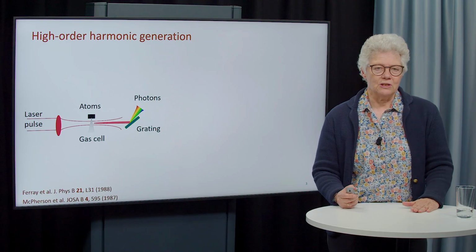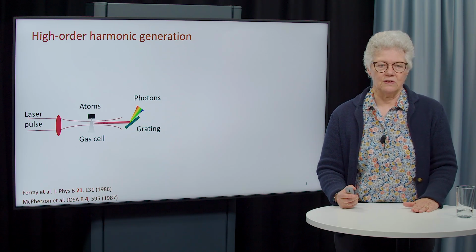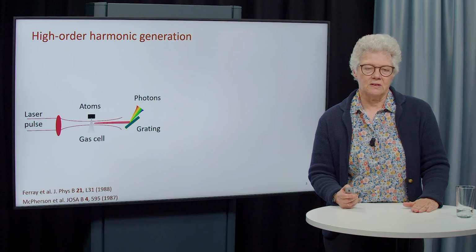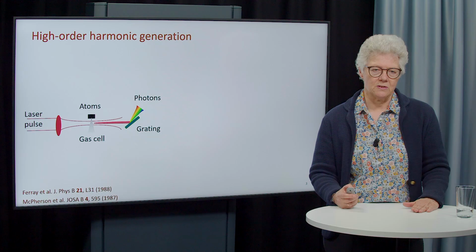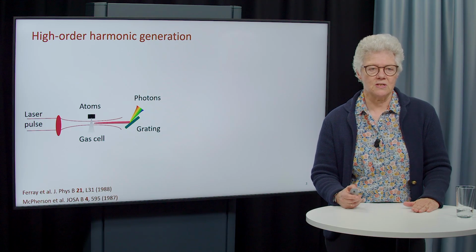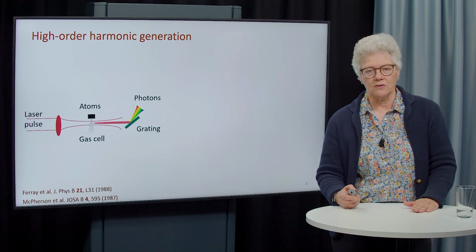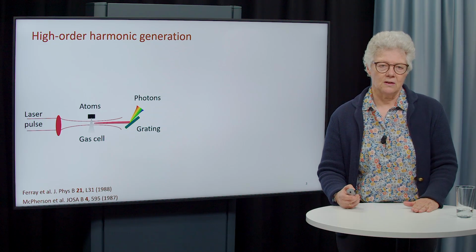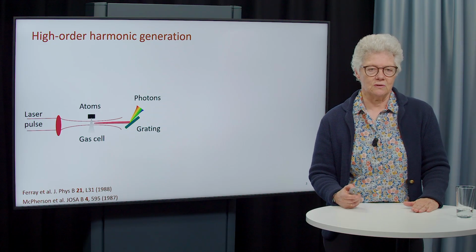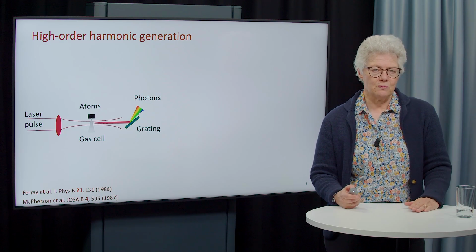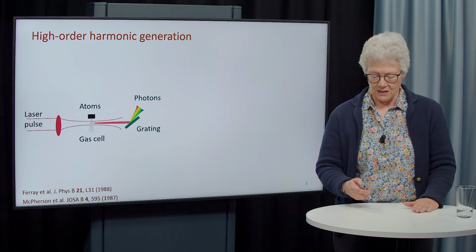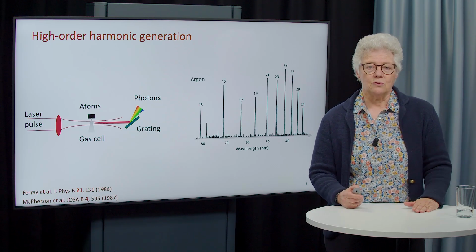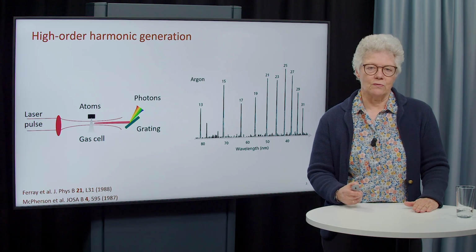High-order harmonic generation was discovered at the end of the 80s when studying the interaction between atoms and a strong laser pulse. The experiment consisted in focusing a laser into a gas cell and then looking at the radiation with a grating and a photon detector. The aim of the experiment was to study the fluorescence from these gases, but instead we observed the generation of high-order harmonics of the laser field.